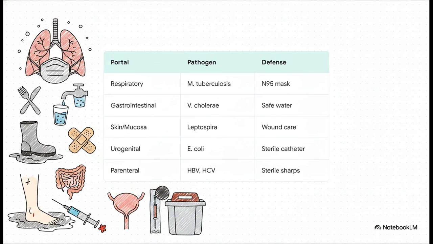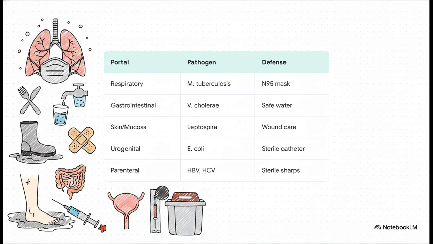It's kind of wild how specific invaders map perfectly to their specific entry gates and to the barricades we use to stop them. Take the respiratory tract. It's a massive gate for pathogens like Mycobacterium tuberculosis, the bug that causes TB. To block this, your standard surgical mask just doesn't cut it. We actually need N95 respirators to filter out those tiny infectious aerosols. Then there's the gastrointestinal portal. Invaders like cholera or salmonella sneak in when we swallow contaminated food or water. The fix? Good hygiene and safe drinking water.